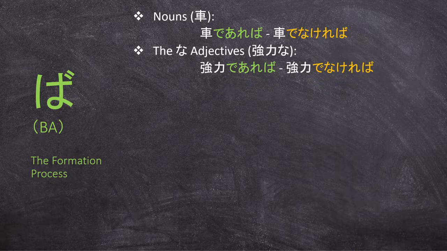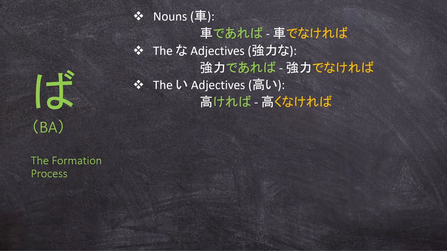Now, if you are using a na adjective, I have decided to use kyoryoku na here, meaning powerful. Then there is another set of suffixes that you need to remember. So in case of a positive condition, you should use deareba, and we will get kyoryoku deareba. However, if you need a negative condition, then you should use kyoryoku de nakereba.